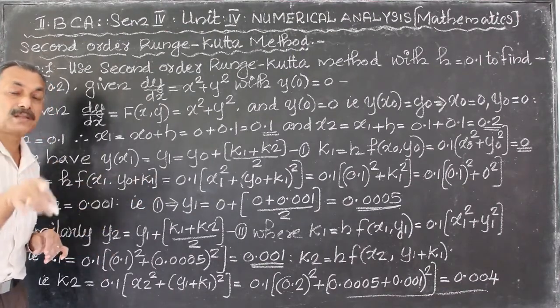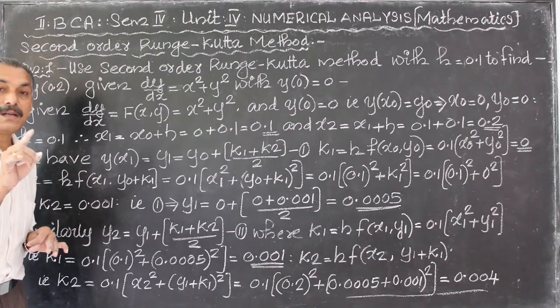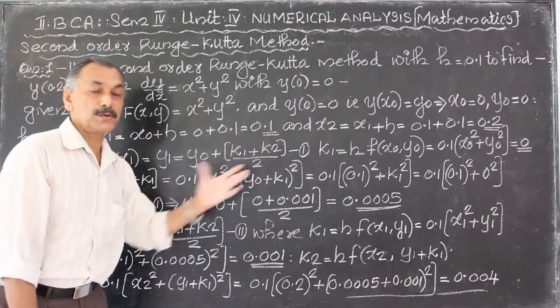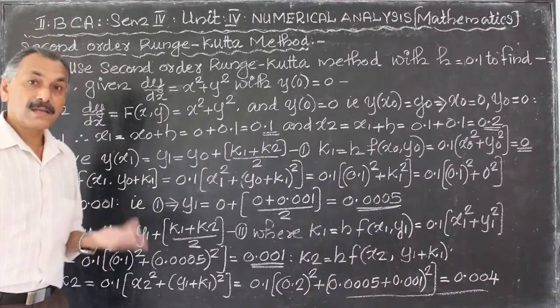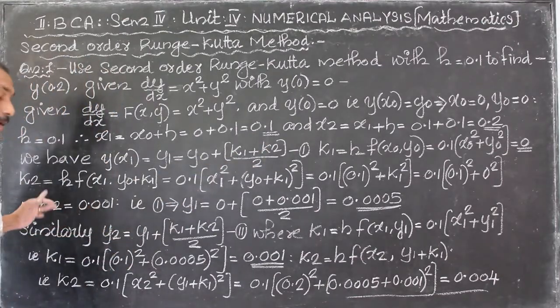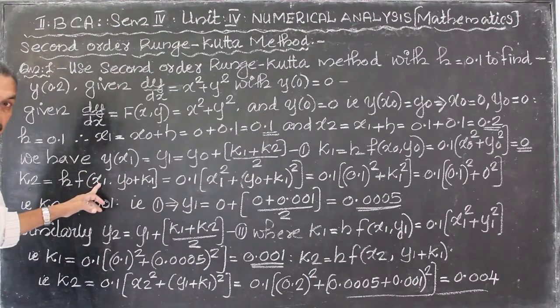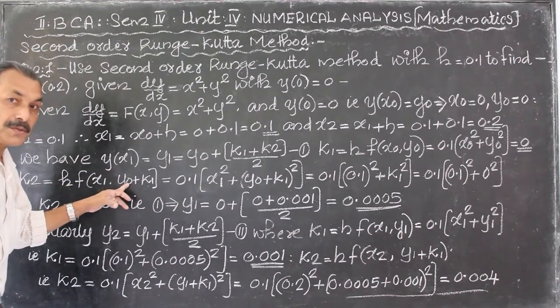In the case of y3, y of x3 is equal to y2 plus (k1 plus k2) by 2. In this case, k2 is equal to h into f of x3, y2 plus k1.